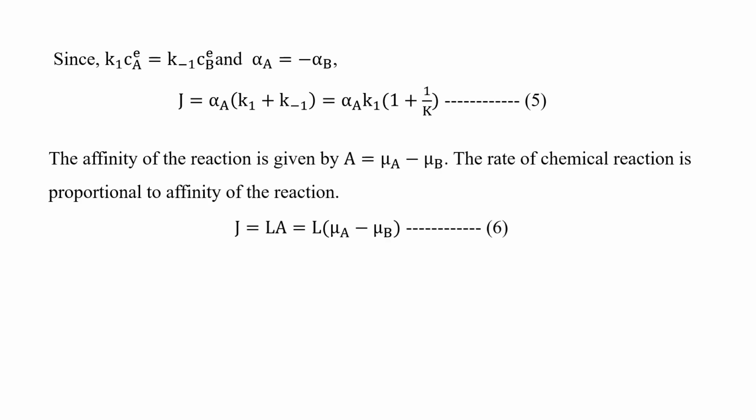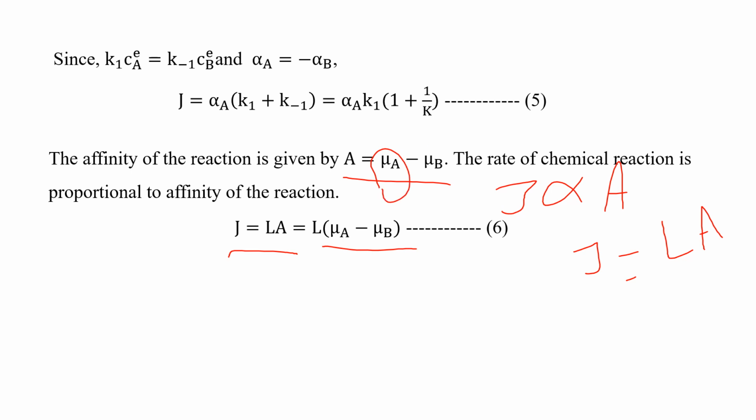So now we know that the affinity of a reaction is equal to the chemical potential of A minus the chemical potential of B. So already we know that the rate of the chemical reaction J is directly proportional to the affinity of the reaction. Using a proportionality constant L, we can make it equal. So J is equal to L times the affinity. So instead of the affinity, we can substitute the term nu A minus nu B.